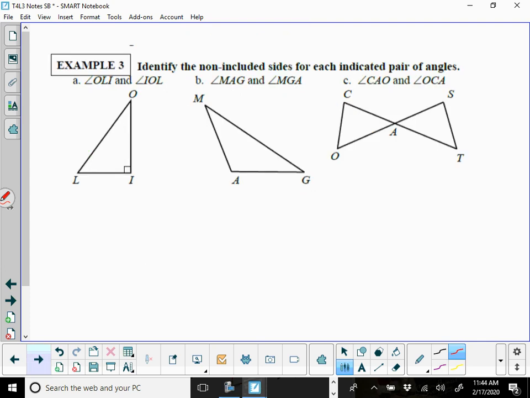All right, so let's move on to example number 3. Identify the non-included side for each indicated pair of angles. All right, angle OLI, that's here, and angle IOL is here. Okay, so the included side will be side LO. So the non-included sides would be side LI or side OI.